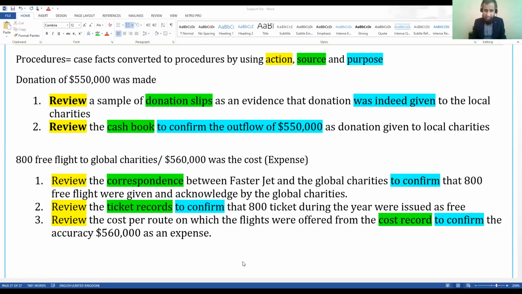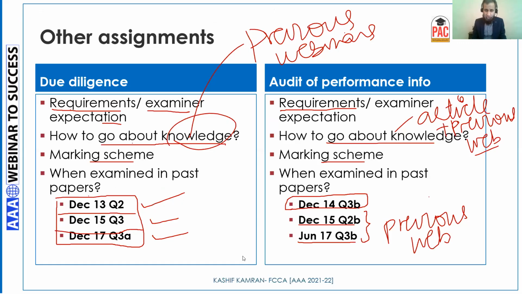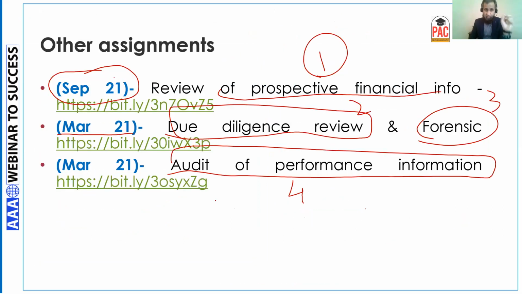Just let me reconfirm that. How many questions you need to do for this topic? 3. And are the 3 covered in my previous webinars? Yes, together with this one. How many questions for due diligence? 3. Have they been covered in my previous webinars? Yes. How many webinars I have covered, recommended you? September 21 and March 21, day 4, day 5.